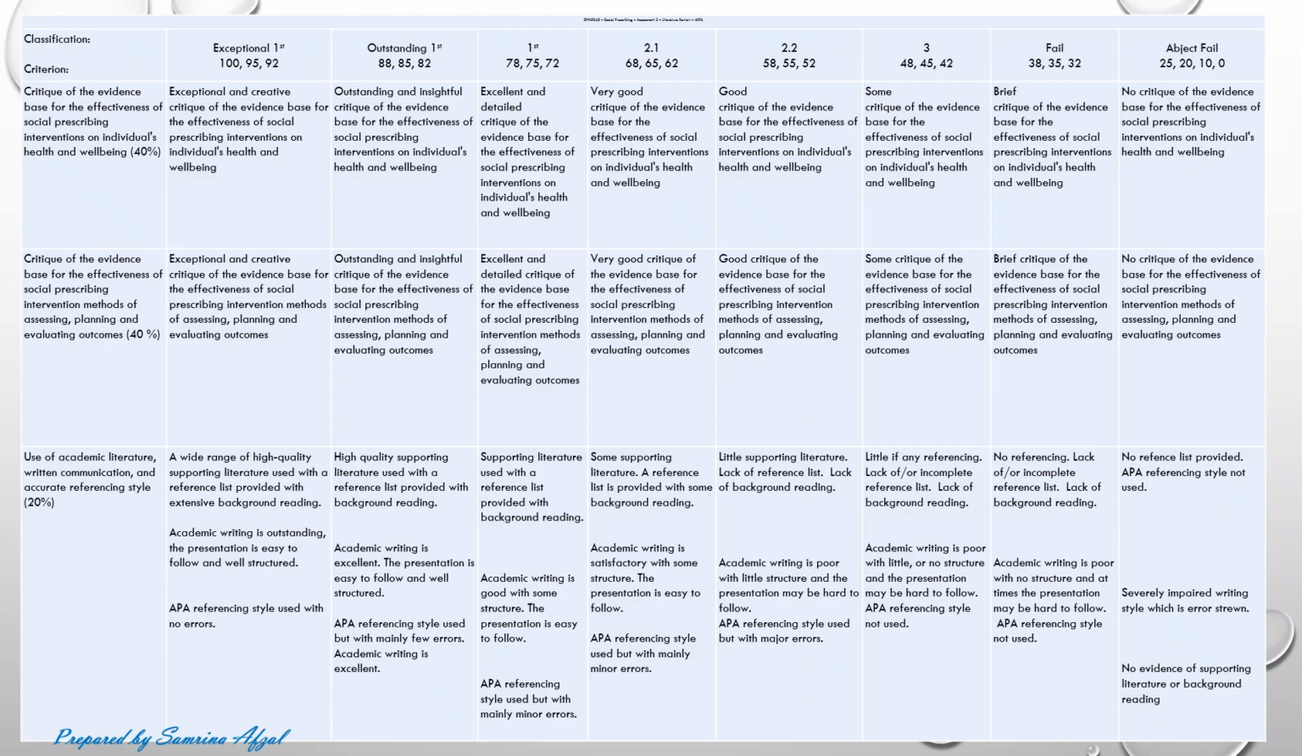On this slide, I have added the grading criteria grid for the literature review. That is the final assessment for this module, and the students will be assessed on the basis of three criteria. The first will be 40%, and the second will also be 40%, while the last, that is the use of academic literature, written communication, and accurate referencing style, is a 20% part of the whole grading criteria grid.